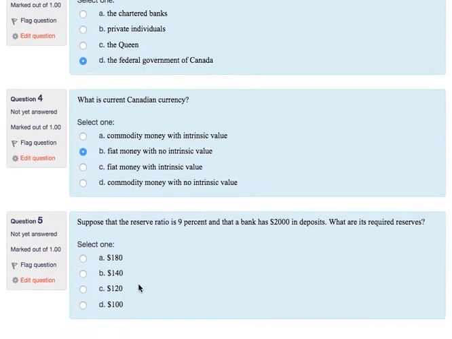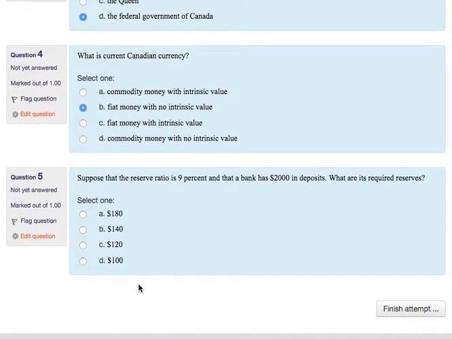Suppose that the reserve ratio is 9% and the bank has $2,000 in deposits. What are its required reserves? Well, 9% would be, out of each $100, $9, out of each $1,000 would be $90, out of $2,000 would be $180, would be the minimum amount of required reserves.